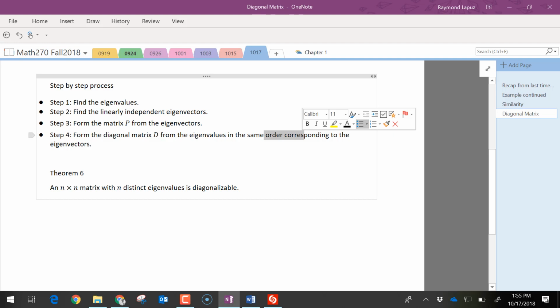So remember that each eigenvector corresponds to an eigenvalue. So you just want to make sure that they're going to be in the same column. Like if you have eigenvalue 1 in the first column, then you should have the eigenvector for 1 in the first column of P. How you set up your eigenvalues doesn't matter as long as you set up your eigenvectors in the same way. You can choose any order you want.